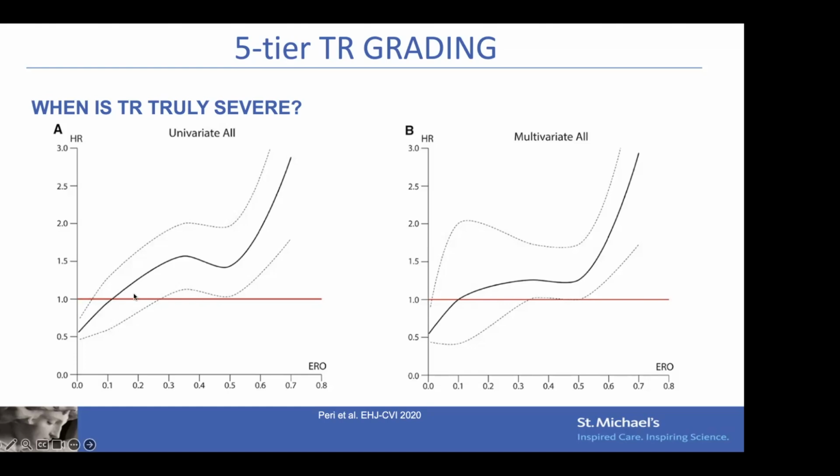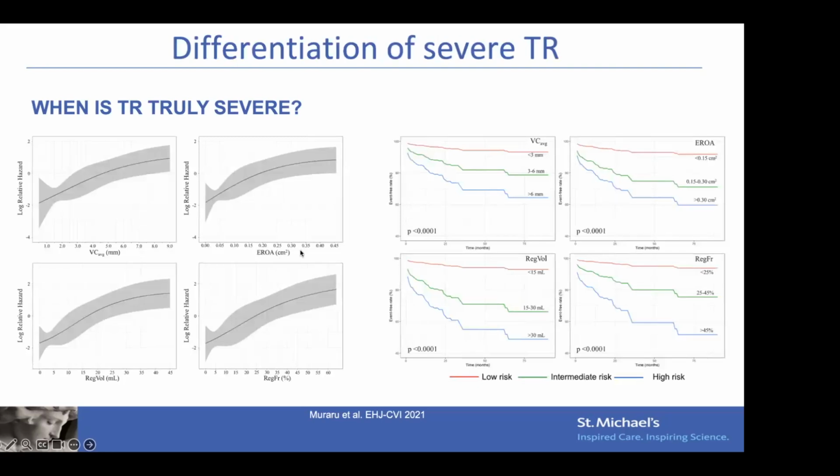And as you can see, there is an increase in adverse events with increasing TR severity. But again, when you look at the confidence intervals, it's actually at an EROA of around 0.35, so a little bit lower than the mitral side, that the statistical significance starts to emerge between these patients and the group mean. And this is more or less similar to what was discovered in a study by Denise Muraru et al. They looked at different parameters of quantification of TR severity, again noting an increase in adverse events with increasing TR severity, irrespective of the measure used.